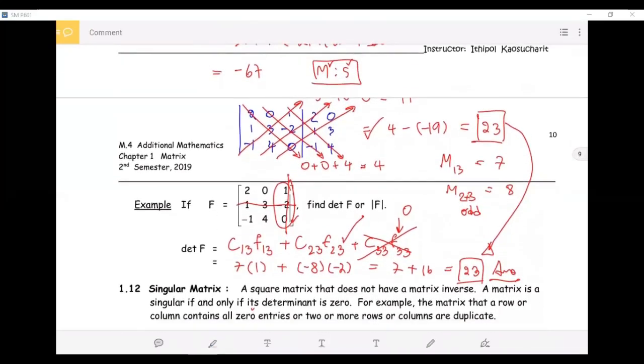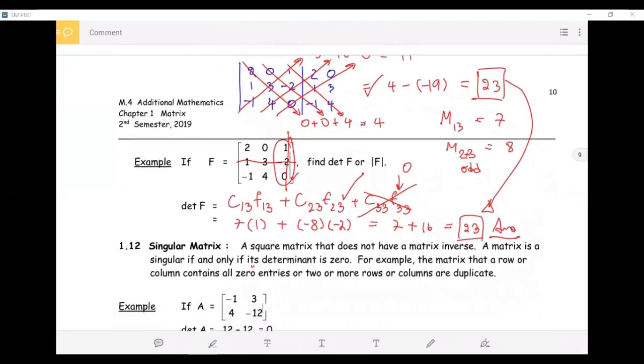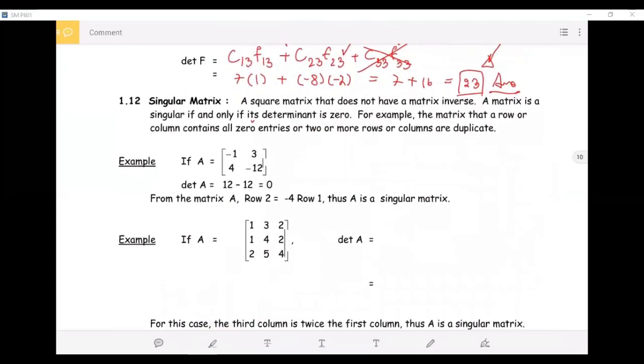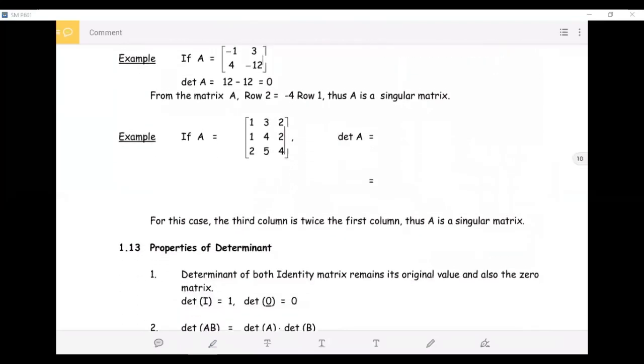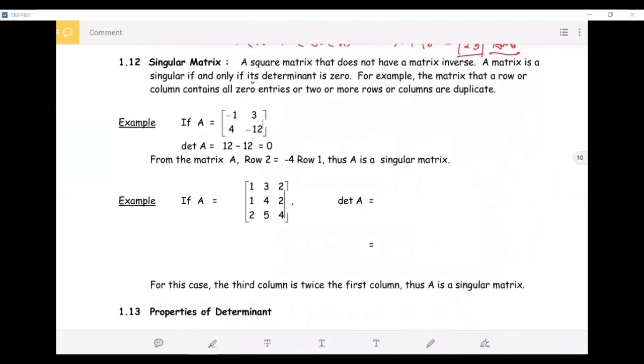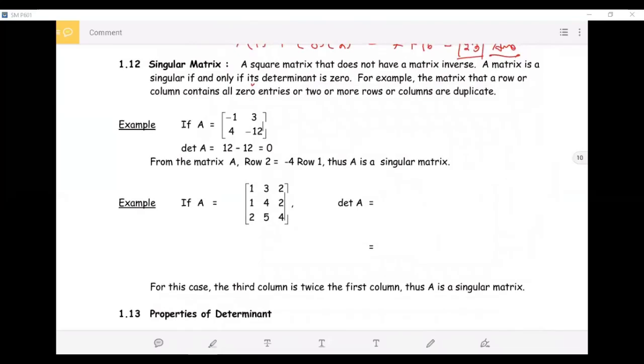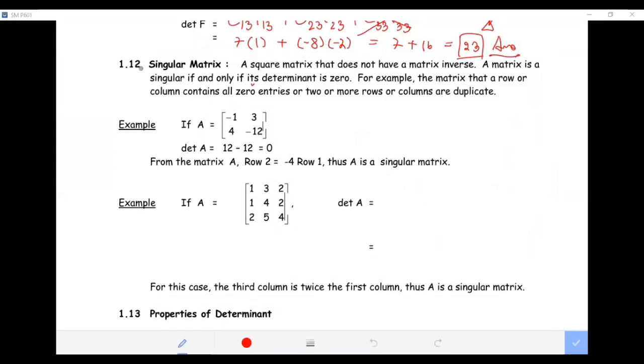Okay, so next one. The next topic is going to be about the singular matrix. I need to talk about this guy. A singular matrix is a square matrix that doesn't have an inverse. So that is the meaning of this one.